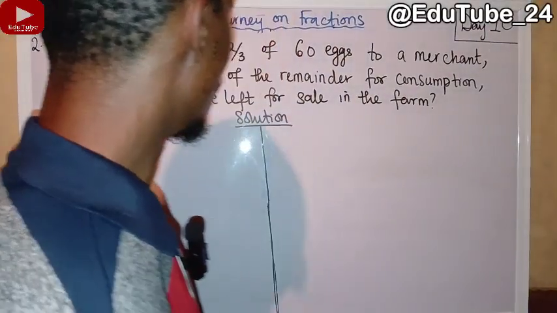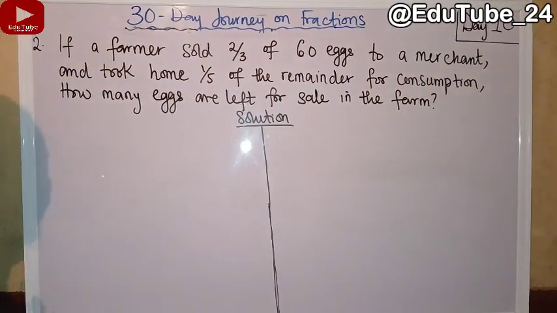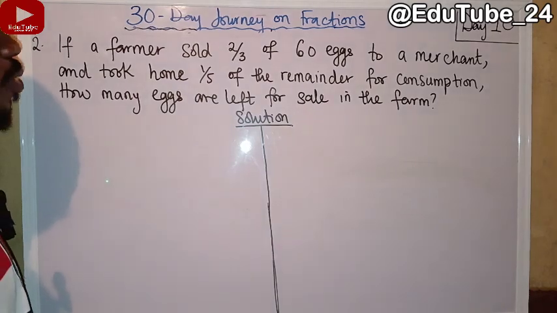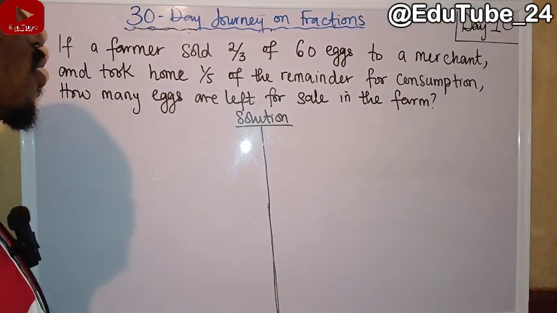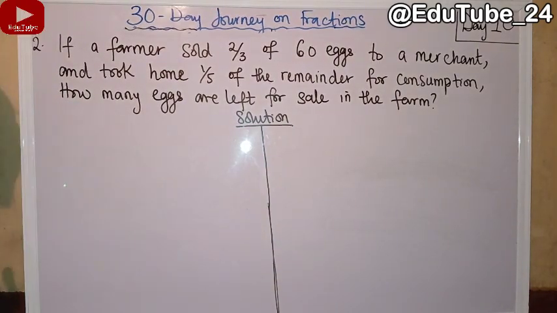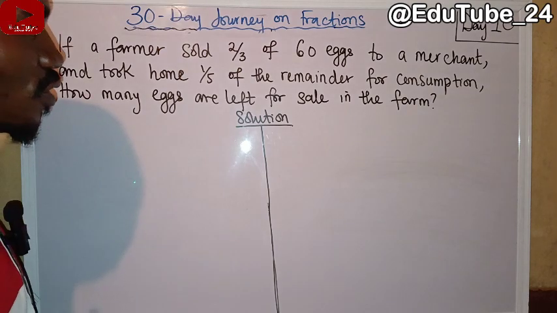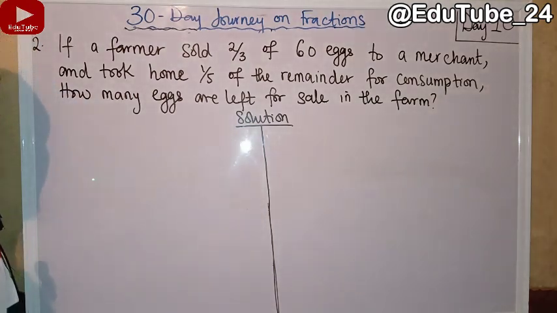Now, question number 2 says, if a farmer sold 2/3 of 60 eggs to a merchant and took home 1/5 of the remainder for consumption, how many eggs are left for sale in the farm?